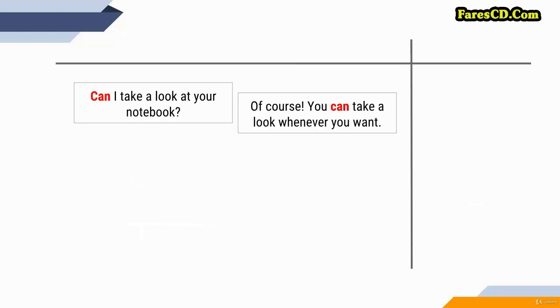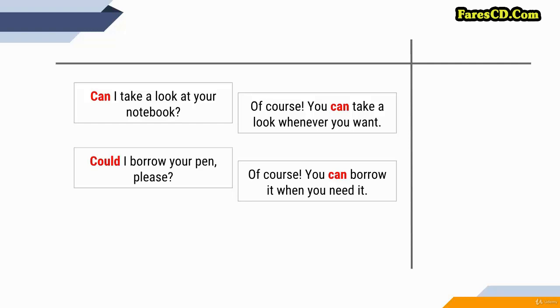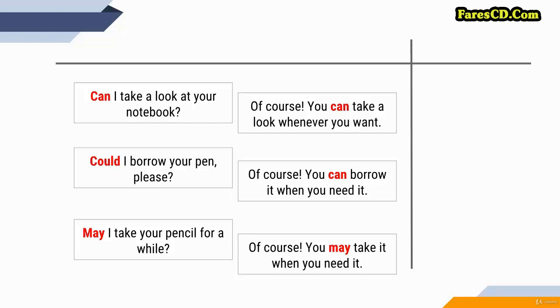You can also give permission. For example, can I take a look at your notebook? Of course, you can take a look whenever you want. So can is used for giving permission also. Could I borrow your pen, please? Of course, you can borrow it. Can, again, it's important. Could is not used for giving permission.